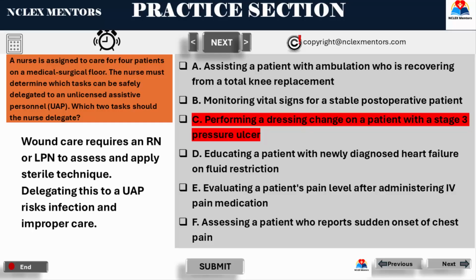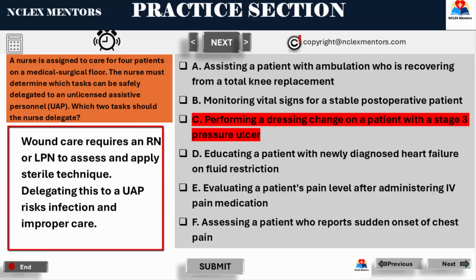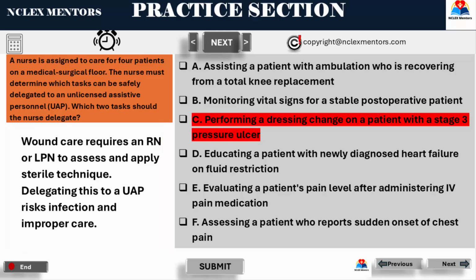C. Performing a dressing change on a patient with a stage 3 pressure ulcer. Wound care involves assessment and sterile technique, which fall under the RN or LPN scope of practice. Delegating this to a UAP could put the patient at risk for infection and lead to improper wound care.